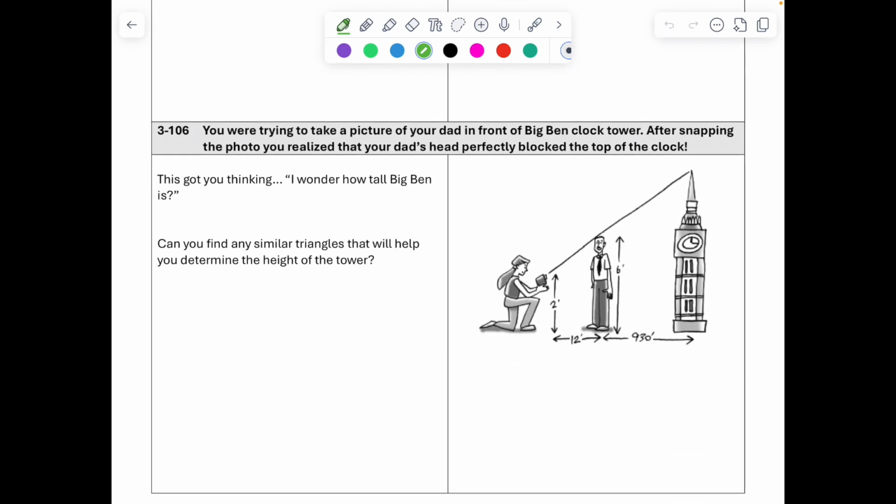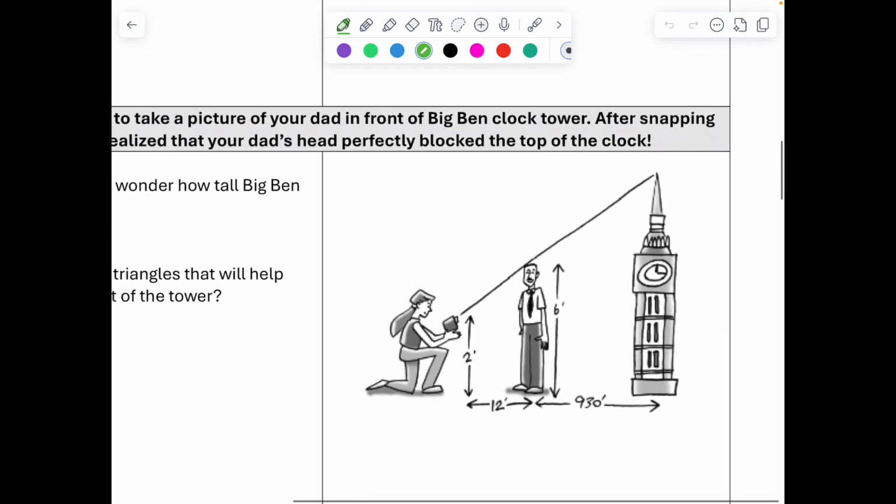This Big Ben problem: we're trying to take a picture of our dad in front of Big Ben. After snapping the photo, we realized that our dad's head is perfectly blocking the top of the clock. And it got you wondering, how tall is Big Ben? So we should find some similar triangles that will help us determine the height of the tower.